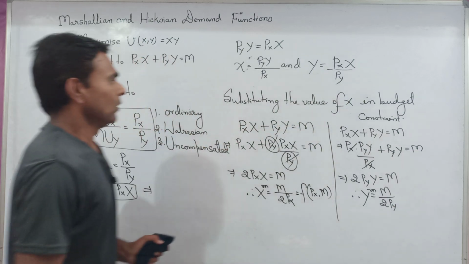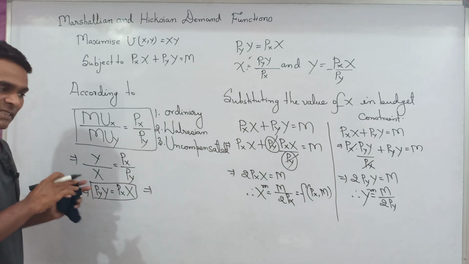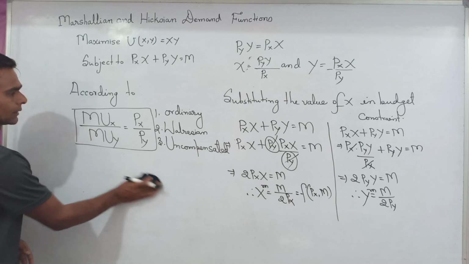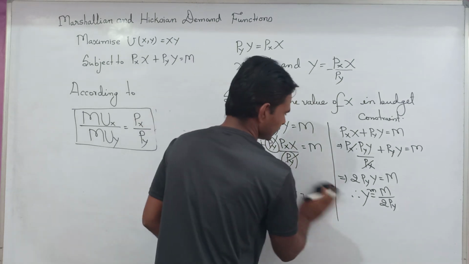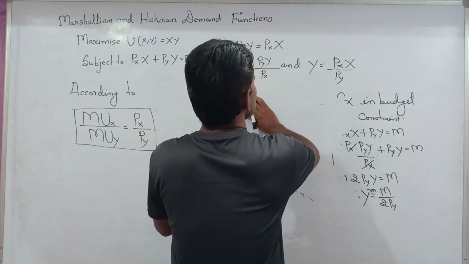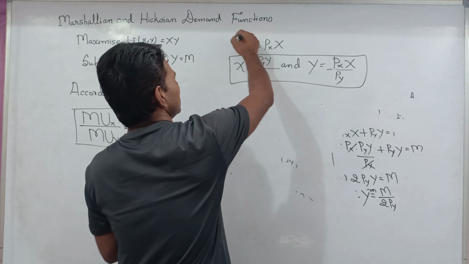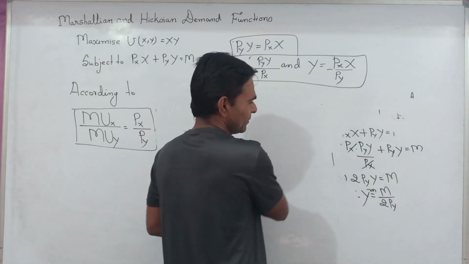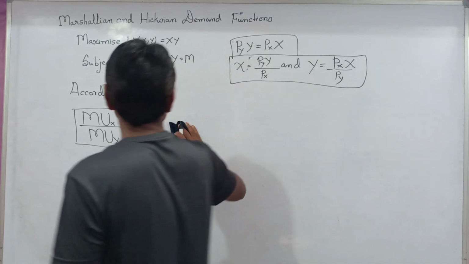Now we have to see how we can derive the Hicksian demand function. X and y, and this value will play a vital role in getting the value of the Hicksian demand function for commodity x and y. That's why I have erased it.